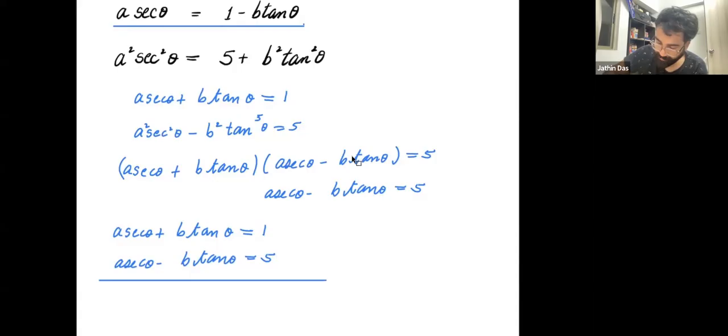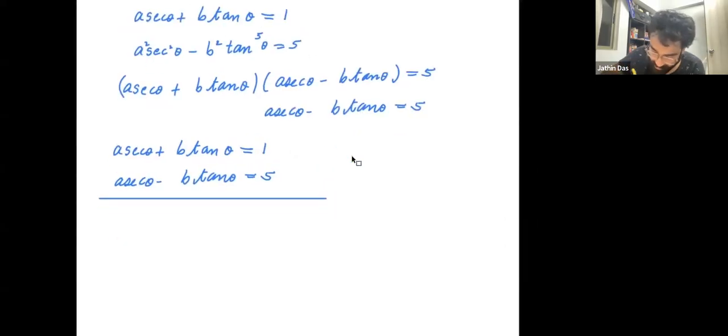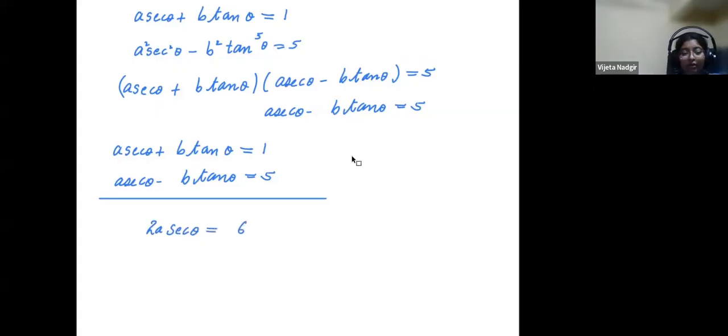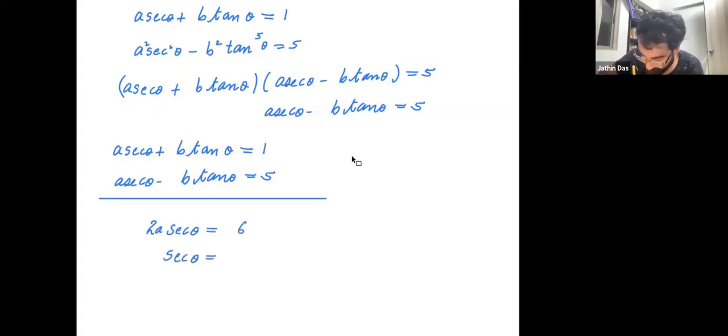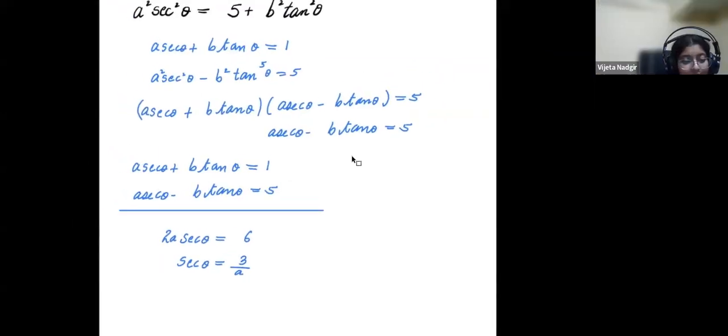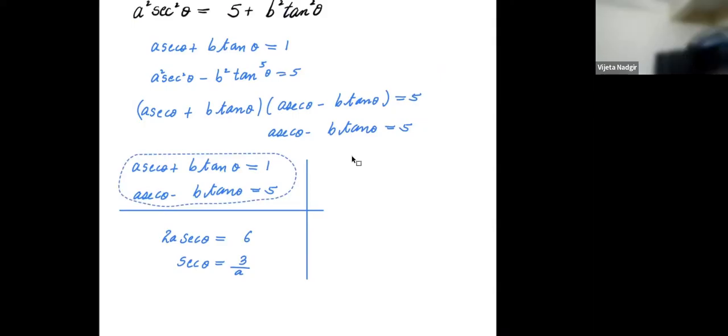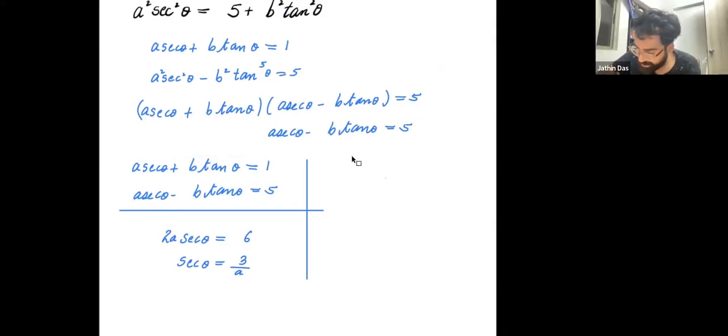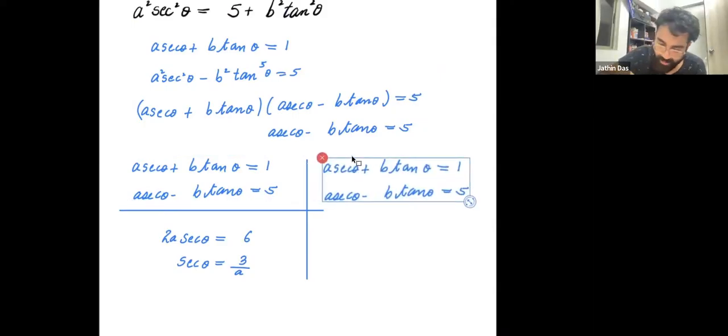So what do you do? You add two equations. You get 2a sec theta is equal to 6. So that is 3 by a, no? Okay, yeah, 3 by a. I just took a sec as 2. Yes, sorry. I added it first. And then I can subtract it if you want next.